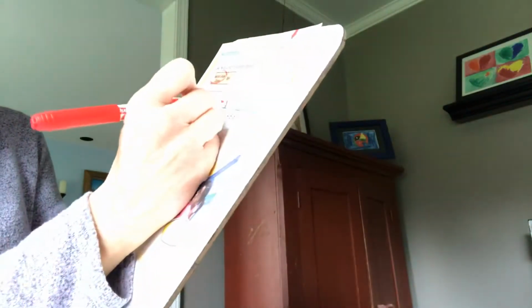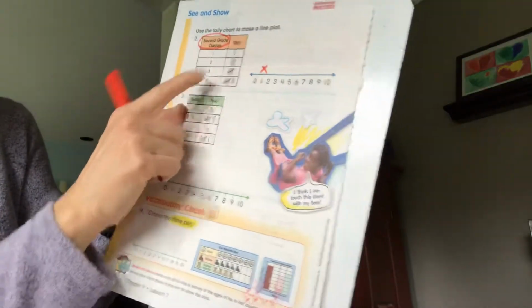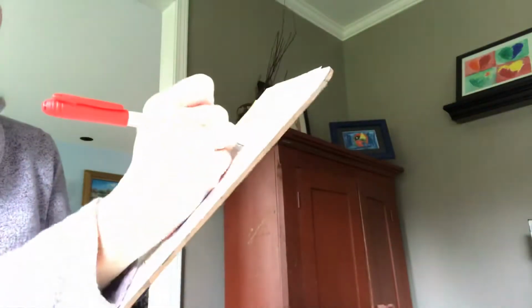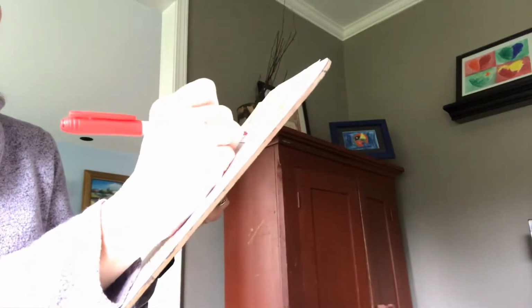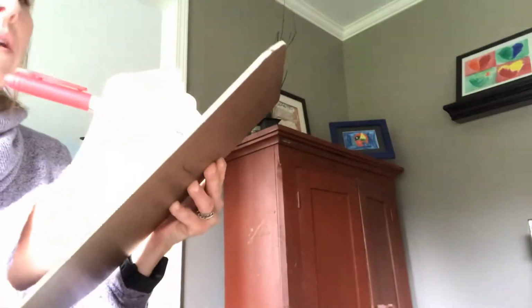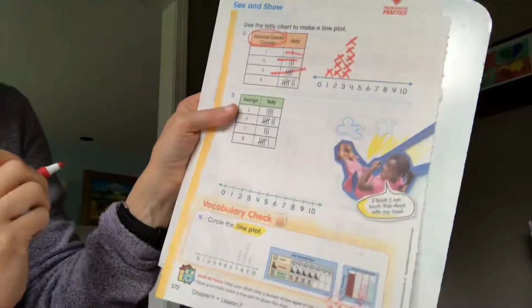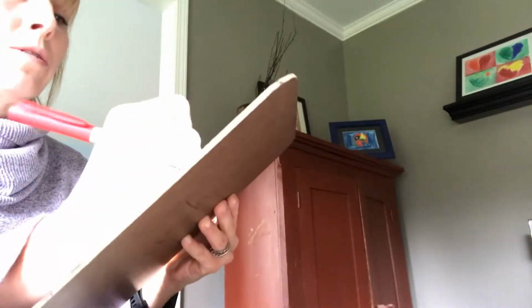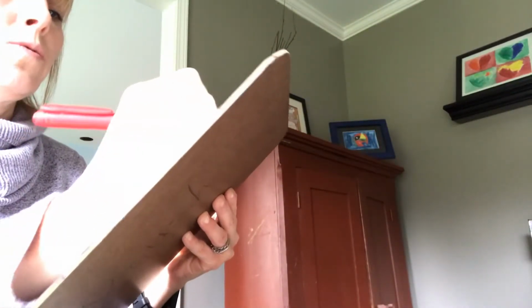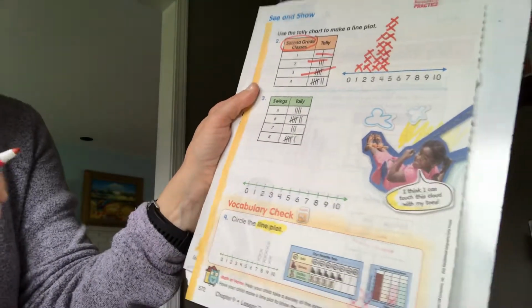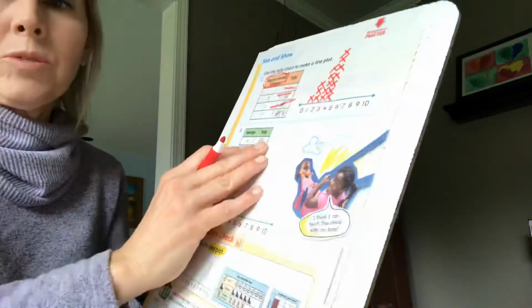There's 1 that has 1. There's 3 next to 2. 1, 2, 3. There's 5 next to 3. 1, 2, 3, 4, 5. And there's 7 next to 4. So 1, 2, 3, 4, 5, 6, 7. Okay. And I'm going to skip this one because of time.